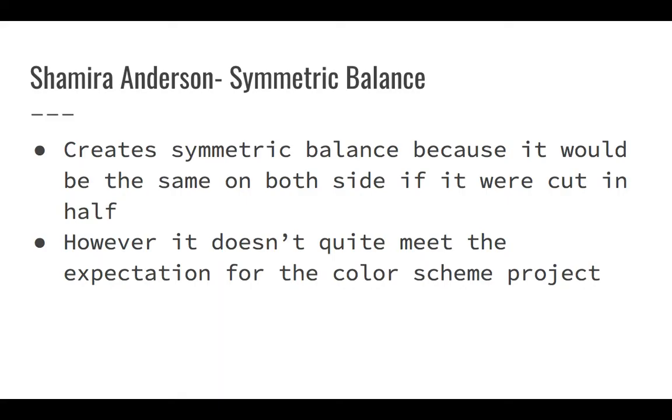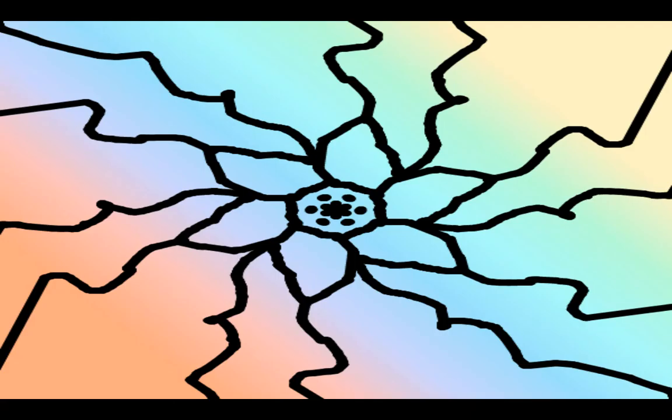The next student shout out is going to go to Shamira Anderson. And again, Shamira Anderson did a great job at using symmetric balance. So if you were to cut this image in half as well, it would be the same on both sides. And while it has colors in the background, it doesn't necessarily use a specific color scheme, but overall, she did a great job using that design principle. So really great shout out to you guys.